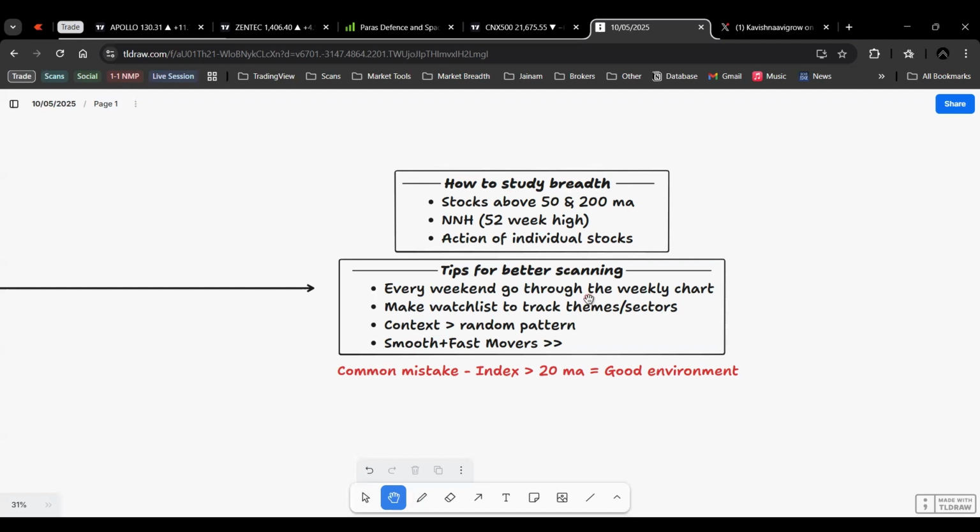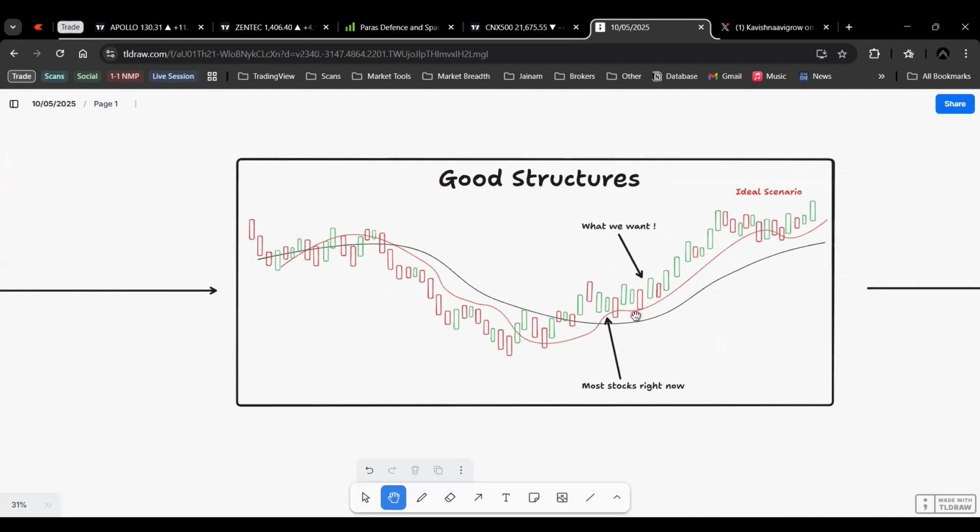You also need to have a clear understanding of where we are in the price cycle. That is where we are structurally present. Like I just showed you, it won't matter if the index is above its 10-day, 20-day moving average if the structures that we see are somewhere here. It won't matter. We have to wait in any case.